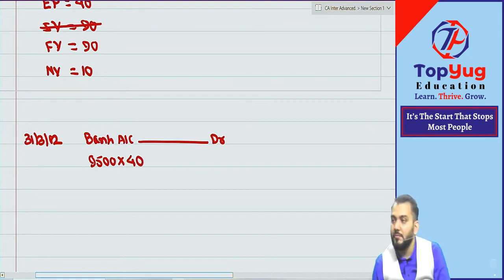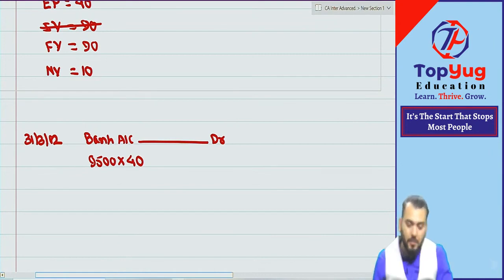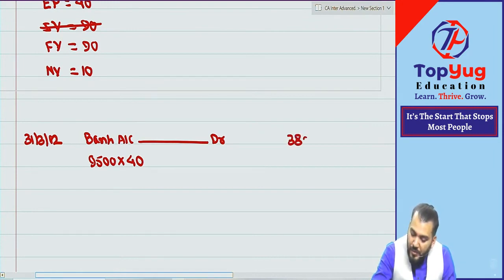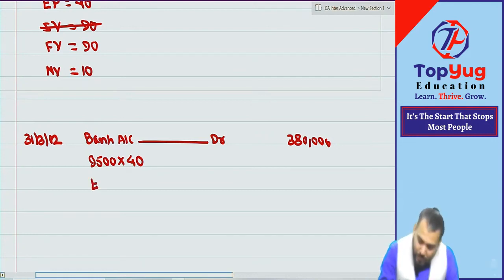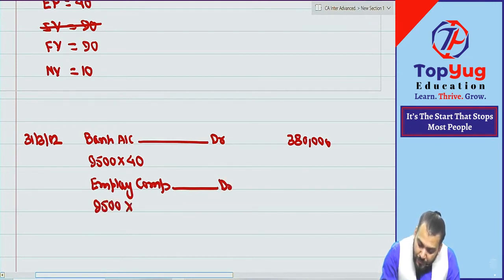9,500 into 40 exercise price. How much? 3 lakh 80,000. Correct. Then should we write down stock option outstanding account or employee compensation account? Now there is no need to accumulate the stock option outstanding account. Directly we can use the employee compensation account. Correct now? So employee compensation account debit, 9,500 into what? 90.